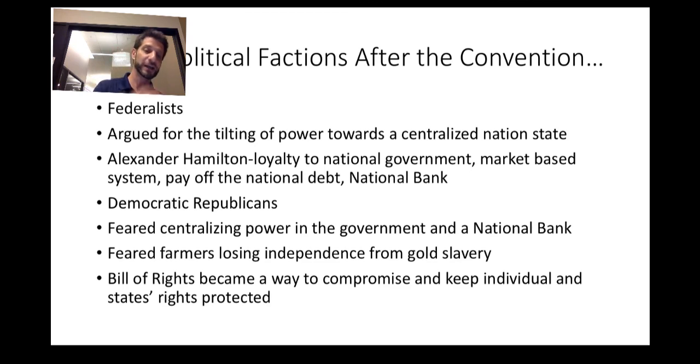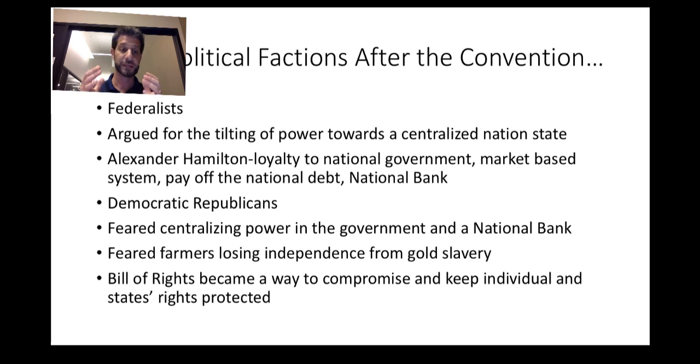On the opposite side, we have Democratic Republicans led by Thomas Jefferson. He fears centralizing too much power in the government and a national bank, that we can become like an English model, moving towards a king. He also fears that this kind of a system, even more importantly, causes farmers to lose their independence due to gold slavery to the national bank and to foreign investors.